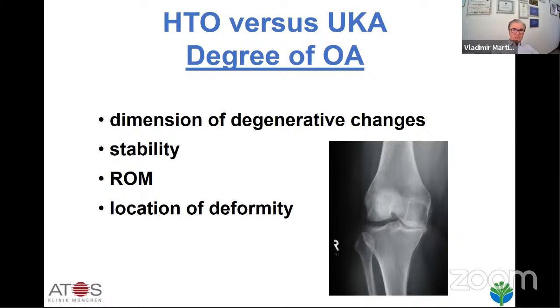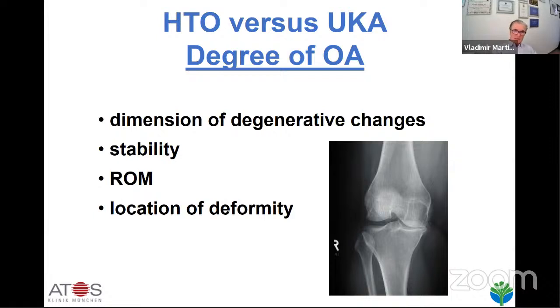Other criteria are the degree of osteoarthritis, the dimension of degenerative changes, and the stability of the knee joint. As we know, especially in mobile bearing unicondylar, the knee should be stable. If you have ACL or PCL instability, unicondylar cannot be performed, but high tibial osteotomy can be performed.